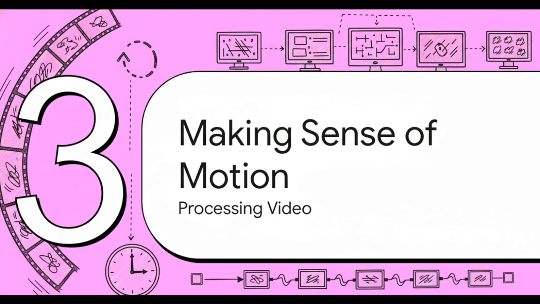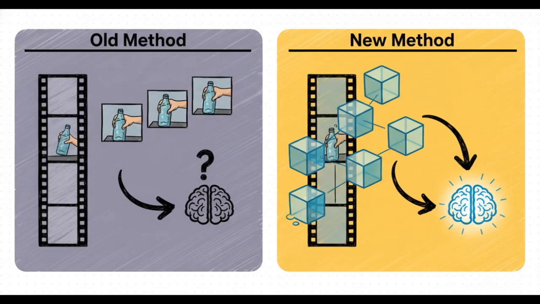Okay, so we've covered text and images, but what happens when you add another layer of complexity? What happens when you throw in the dimension of time with something like video? Well, the old method was pretty clumsy. It would just sample a few still frames from a video and then analyze them like separate pictures. But think about it. If you see one snapshot of a person holding a water bottle, you have no idea if they're picking it up or putting it down. The meaning is in the motion. The new way is way smarter. It uses spatiotemporal patches. You can think of them as little 3D cubes of information, capturing an area over a short period of time. The motion is literally baked right into the data itself.